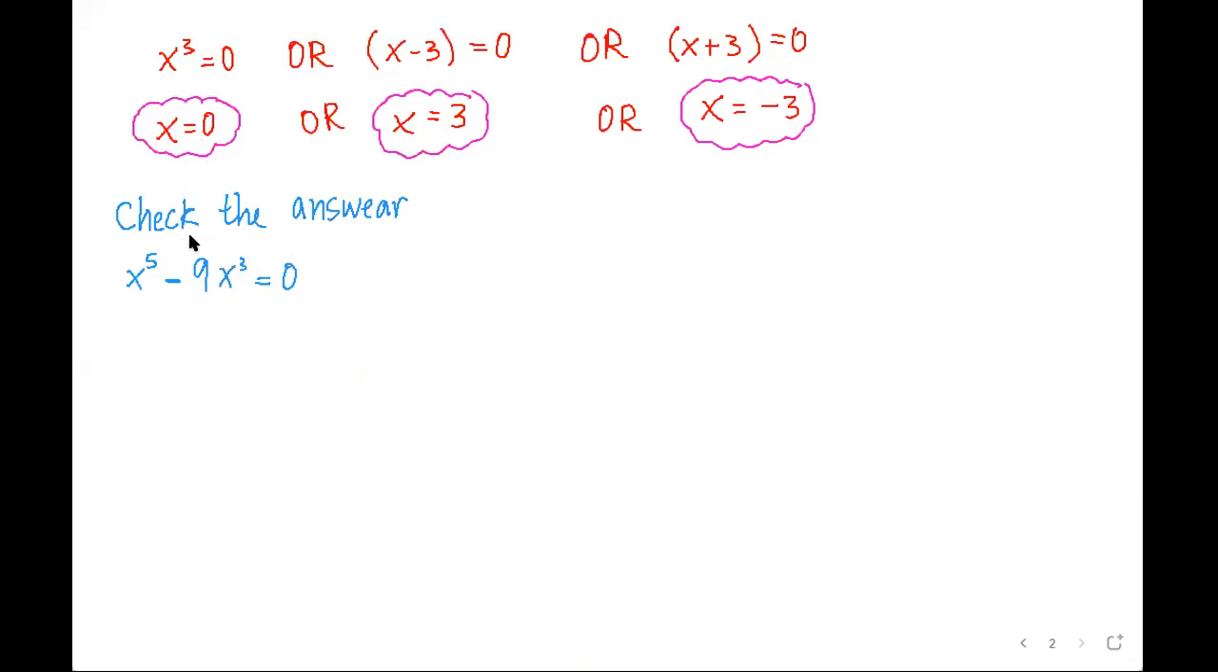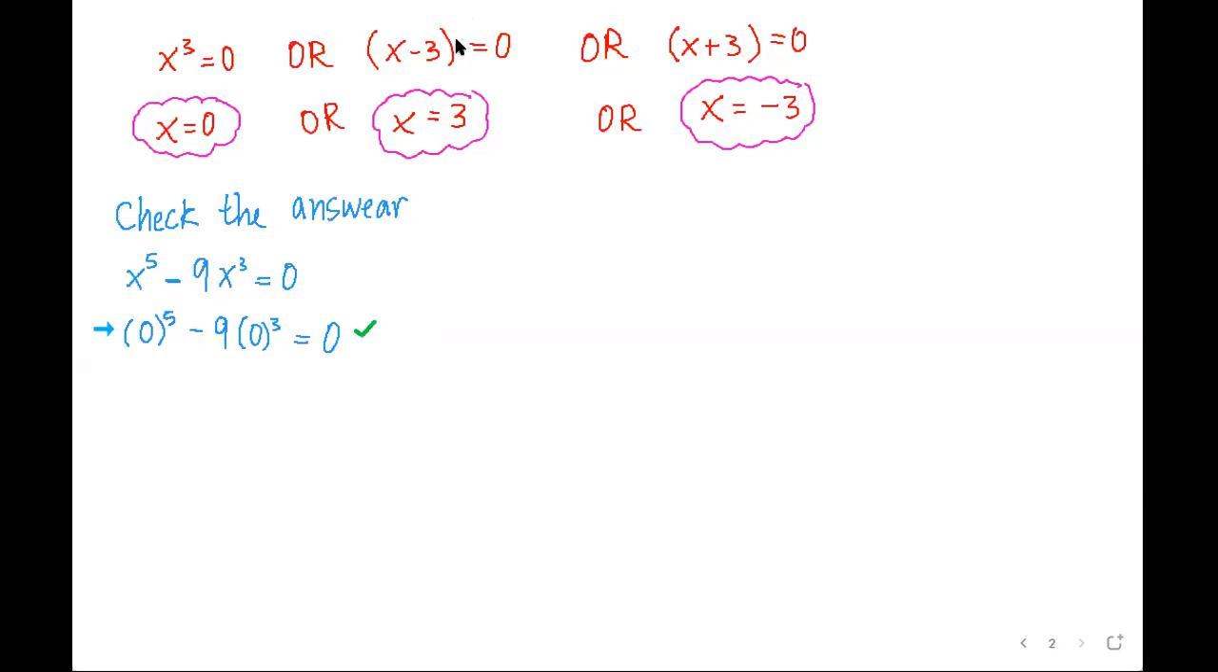So first one, 0 to the 5 minus 9 times 0 to the third. That gives me 0 minus 9 times 0, which is 0. They give me 0, so this is a solution. This is true. Okay, so this is a solution.